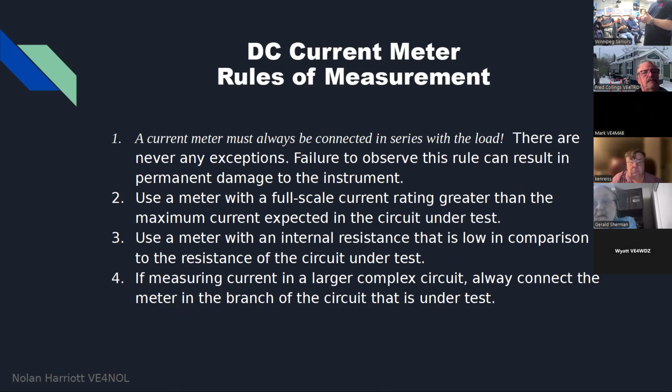So, DC current meters, rules of measurement. A current meter must always be connected in series with the load. There are never any exceptions to this. Failure to observe this rule can result in permanent damage to your instruments. Use a meter with a full scale current rating greater than the maximum current expected in the circuit under test. Use a meter with an internal resistance that is low in comparison to the resistance of the circuit under test. And if measuring current in large complex circuits, always connect a meter in a branch circuit that's under test.